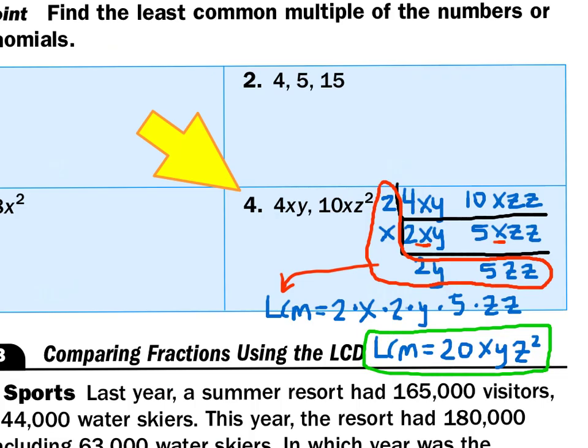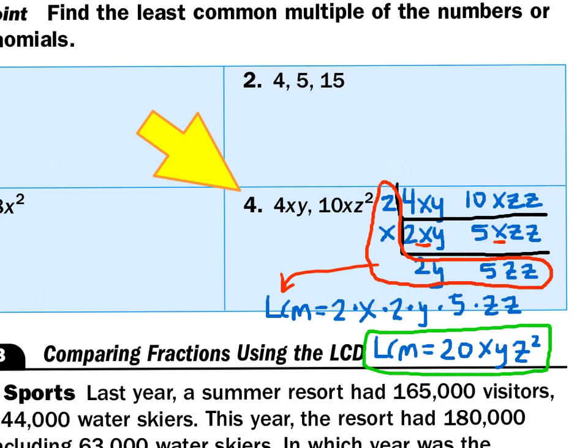Okay, let's do this last example, number 4, 4xy and 10xz to the second power. So notice how I wrote 4xy and 10xzz. And now do the upside down division and just take a look at the 4 and the 10. Since they're even, I'm going to put the 2 on the outside and divide. 4 divided by 2 leaves me 2. I bring down the x, bring down the y. 10 divided by 2 is 5, and I bring down the x and the z and the z. Now, notice how they have the 2 and the 5, I'm finished. Nothing goes into them except 1.